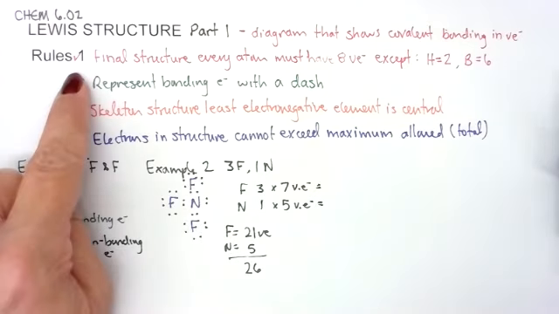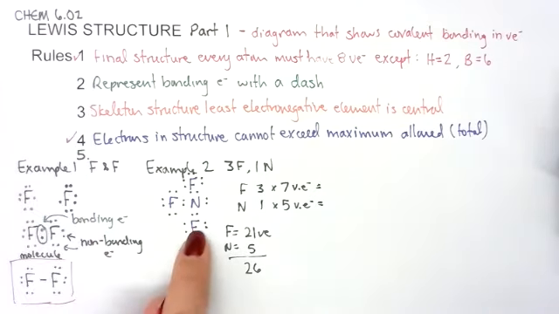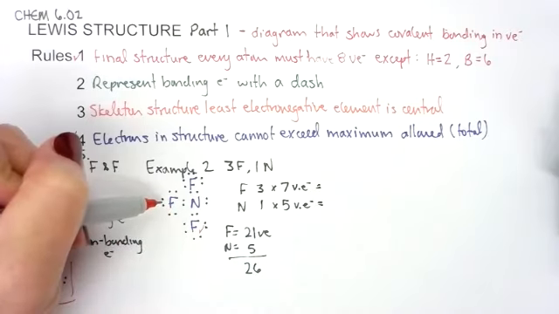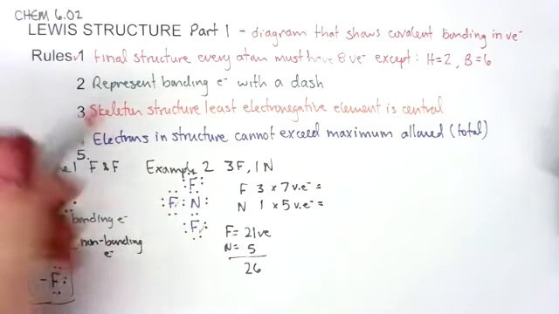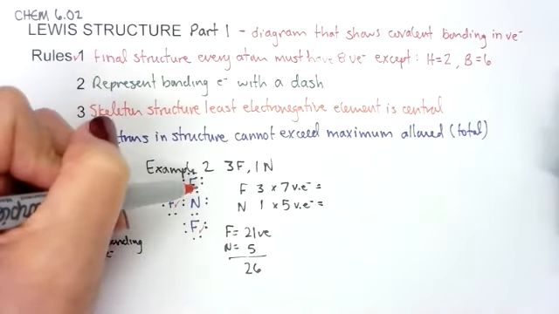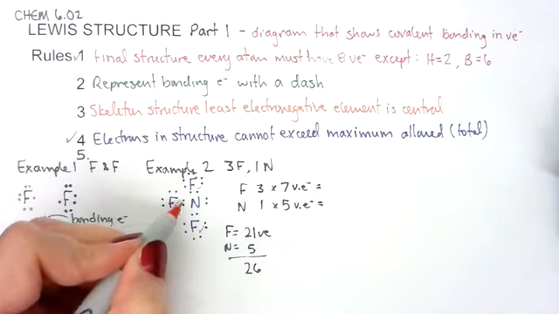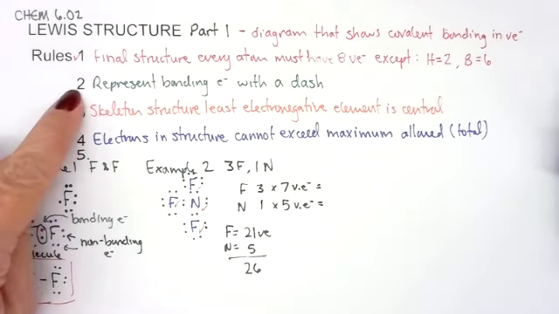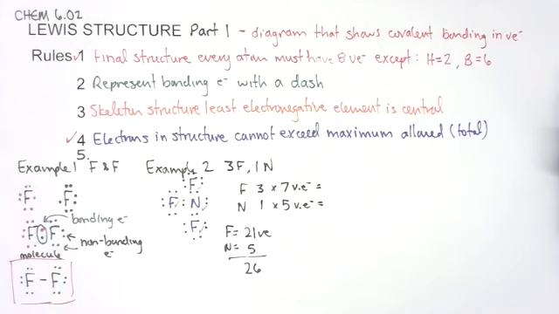But does every atom have an octet? If I go to fluorine, I've got 2, 4, 6, 8. Fluorine's good, it has an octet. Does this one have an octet? Yep, 2, 4, 6, 8. How about this one? 2, 4, 6, 8. Yep. And this one's got 2, 4, 6, 8. So this meets all the rules for Lewis structures. Everybody has an octet. Now I need to redraw it so that I have a dash.